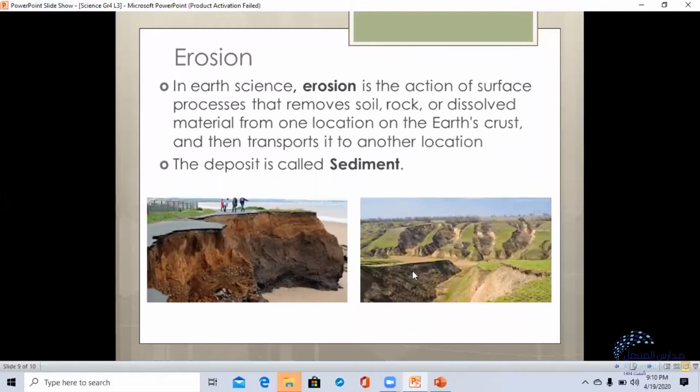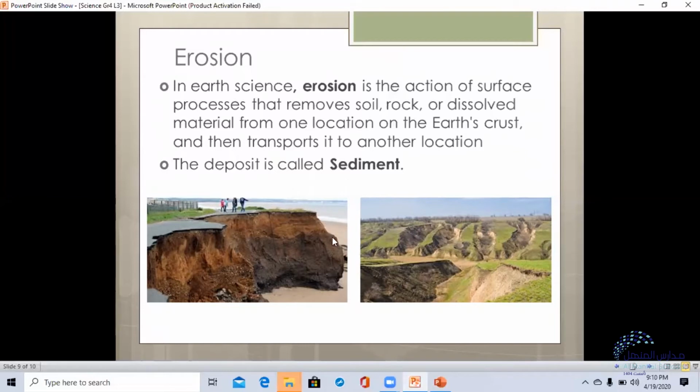Erosion. In Earth science, erosion is an action of surface processes that removes soil, rock, or dissolved material from one location on the Earth's surface or crust and then transports it to another location. The deposit is called sediment.